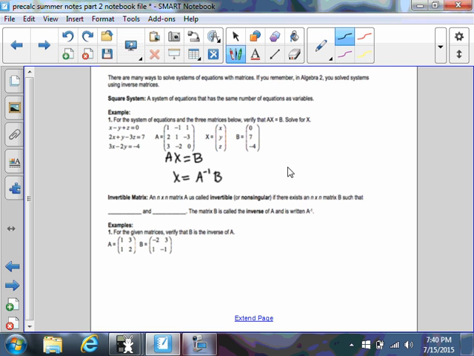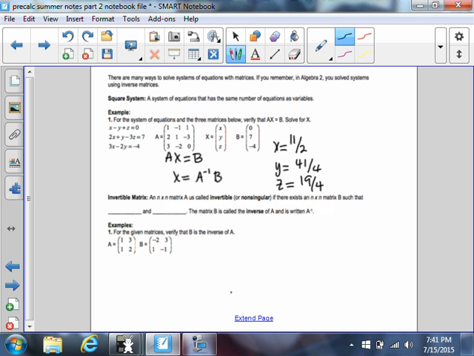So we'll go back here and we'll write the correct answers. So we have 11 over 2 is X, Y is 41 over 4, and Z is 19 over 4.